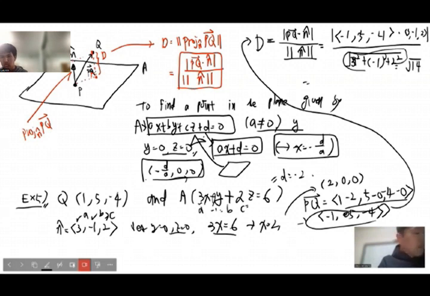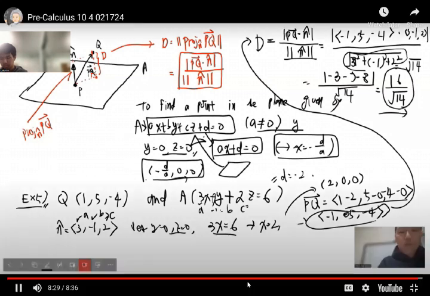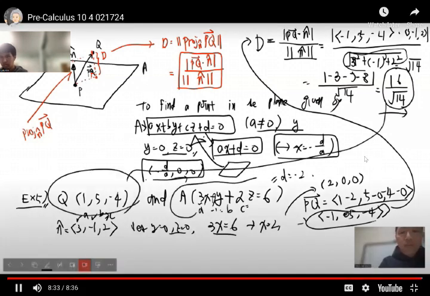So from that, that should be the absolute value of minus 3 minus 5 minus 8, divided by square root of 14. So that is 16 over square root of 14. That is the distance between this Q and the plane A.